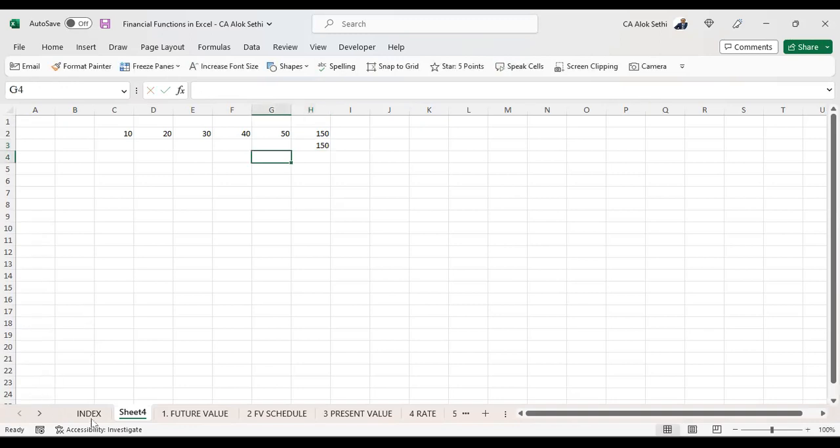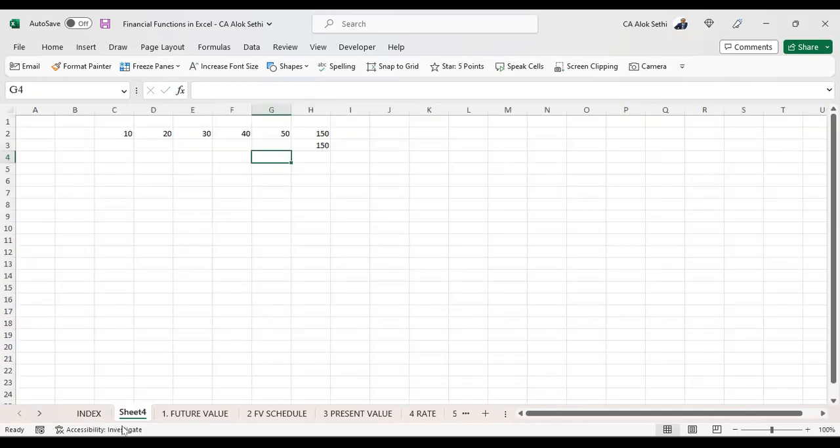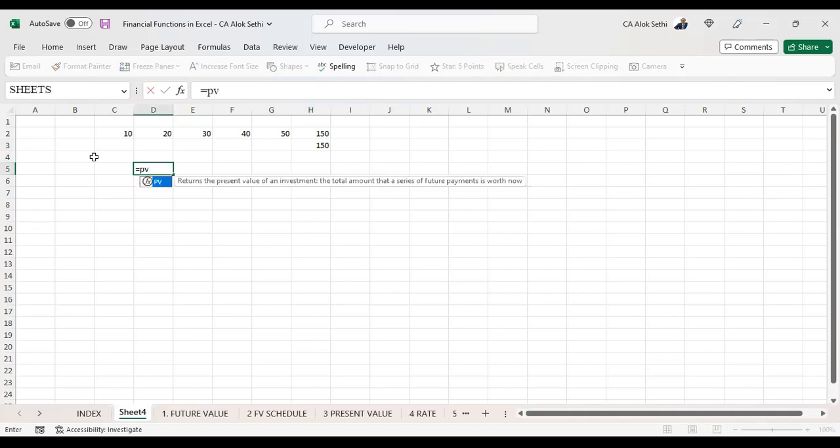Okay, now moving ahead, second point: always put the investment amount in a function with a negative sign. Okay, so whatever arguments you put in the function, suppose we define any formula, the first formula that we are going to do is the present value. I will be talking about this concept also, but let me just clarify something with you. Whenever you type any function in Excel, Excel automatically gives you a hint about what the function is all about.